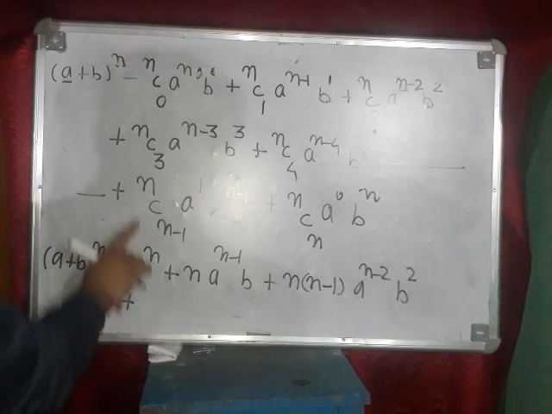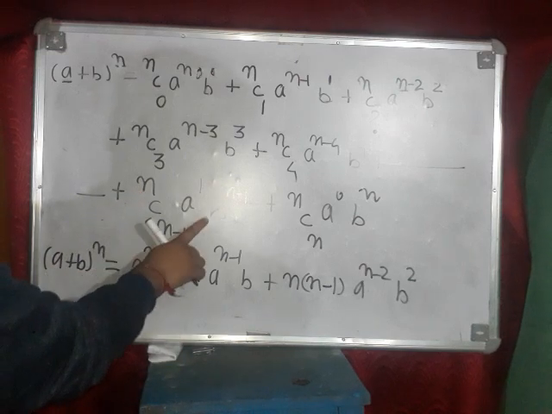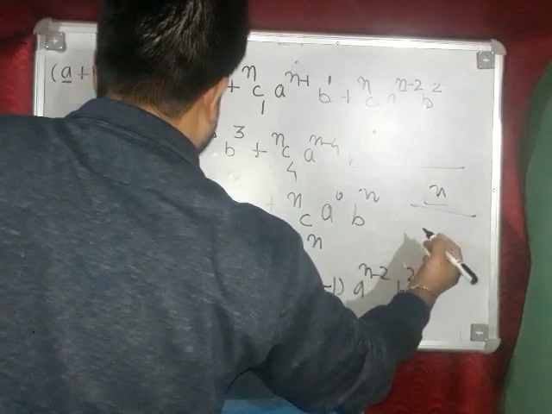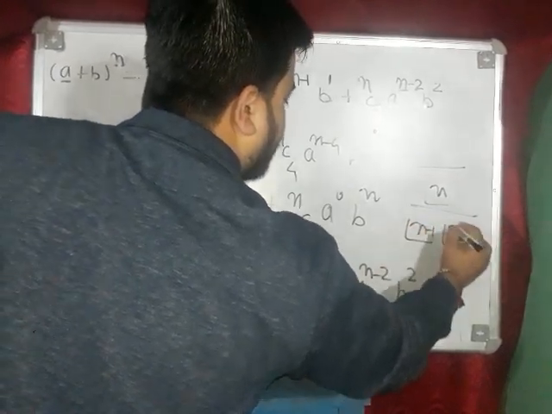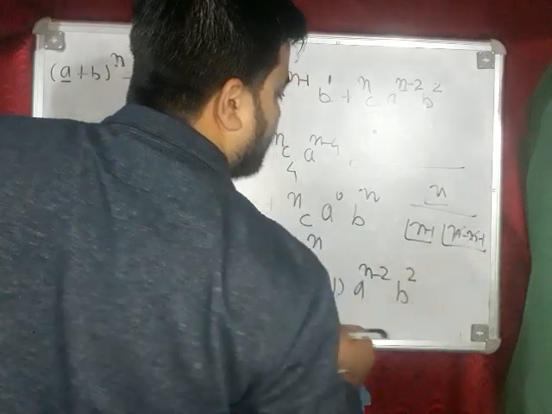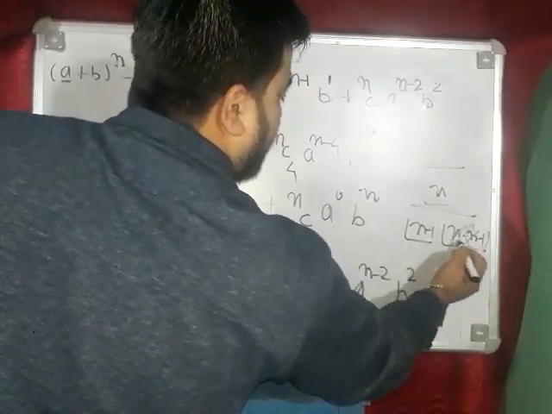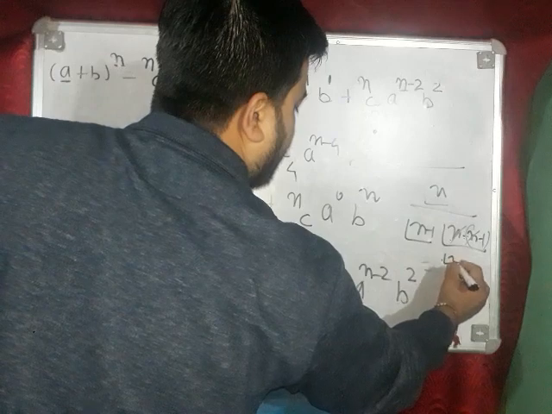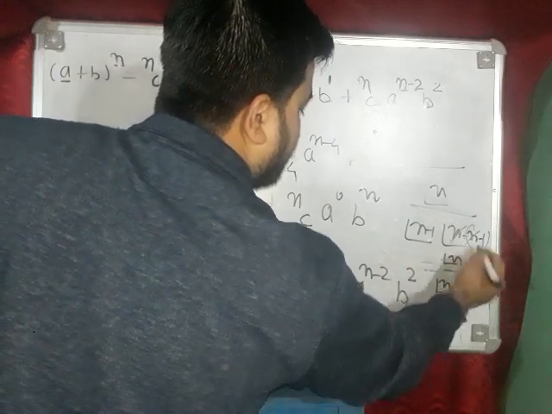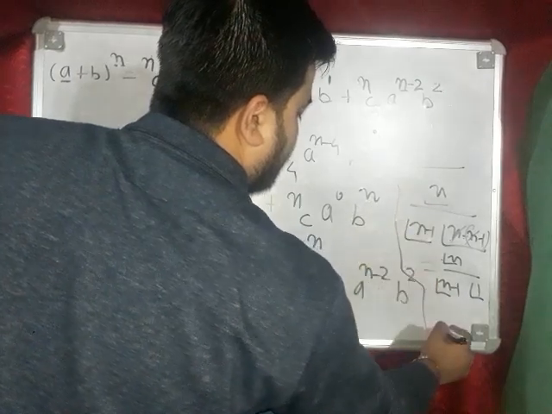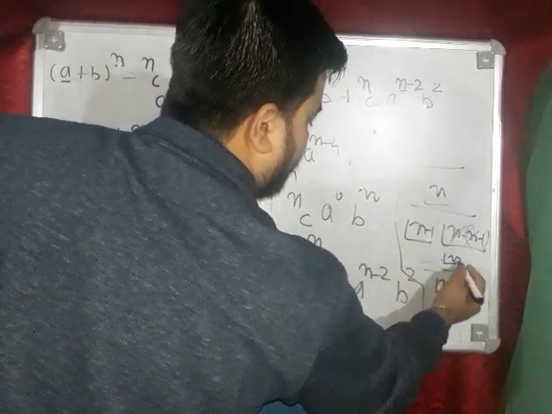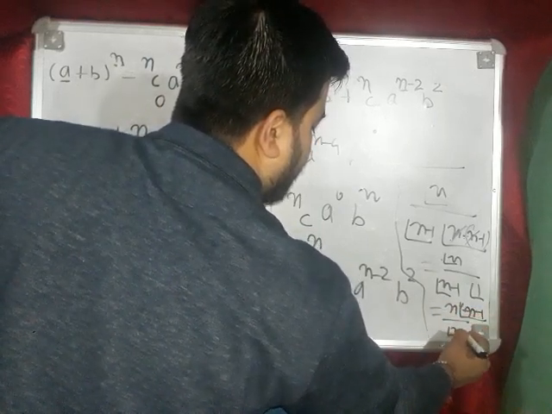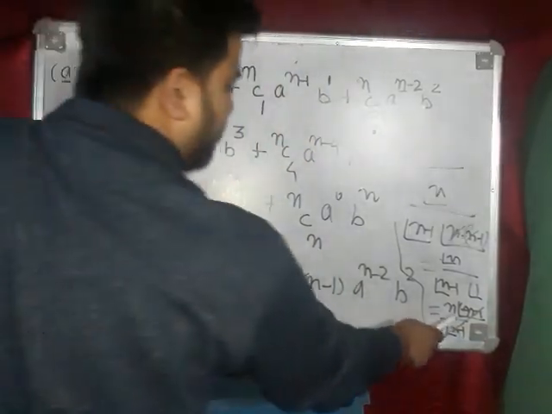Plus nC(n minus 1), which comes factorial n upon factorial n minus 1 times factorial 1, since n minus (n minus 1) is 1. When we solve factorial n as n into (n minus 1) factorial, the factorial n minus 1 cancels out, so the value comes n.